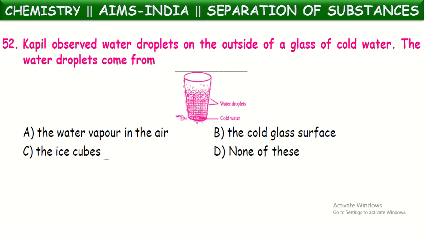But how then? That is because of the water vapor present in the air. That water vapor, when it touches the cool surface of the glass, immediately condenses and converts into droplets of water. Those are formed on the outer surface of the glass. So that is because of the water vapor in the air. Actually, this proves the presence of water vapor in the air.